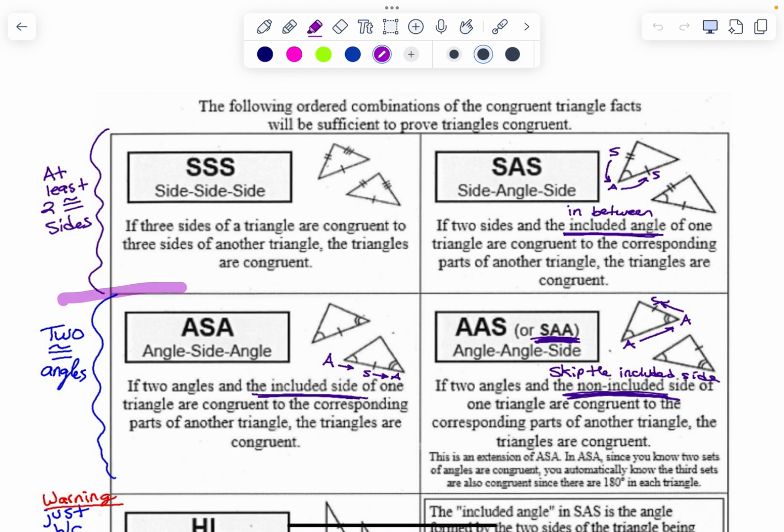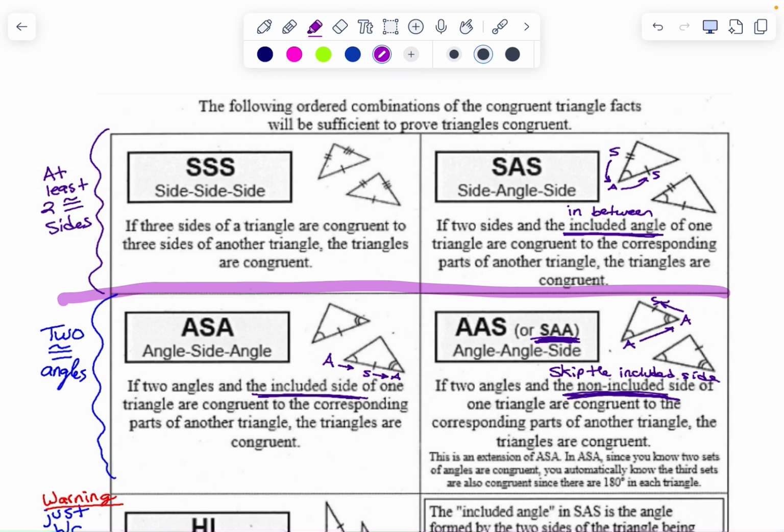The top 2 have 2 side lengths at least. So I wrote on the left at least 2 congruent sides. Okay? So if you know all 3 sides are congruent, then the whole triangle is congruent to each other, even though we know nothing about the angles. But then we don't have to prove anything about the angles because we're sufficiently proven just with side lengths.